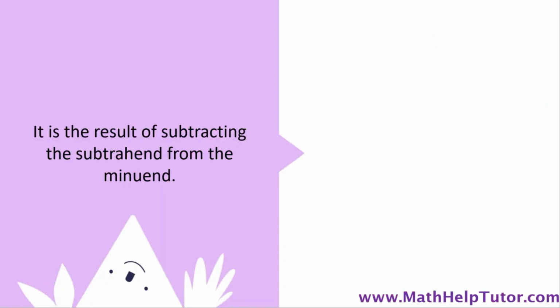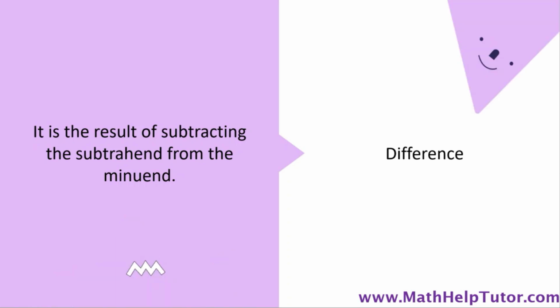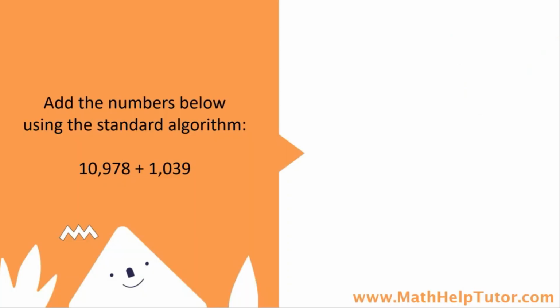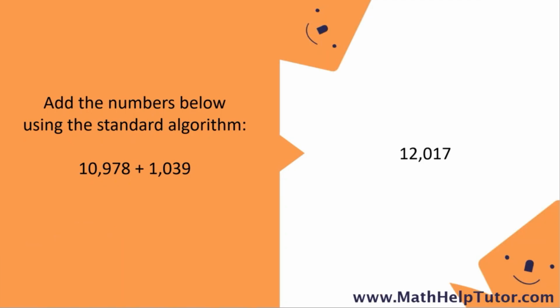It is the result of subtracting the subtrahend from the minuend. The answer is difference. The difference is the result of subtracting the subtrahend from the minuend. Add the numbers below using the standard algorithm. The answer is 12,017. So how did we arrive at this answer?